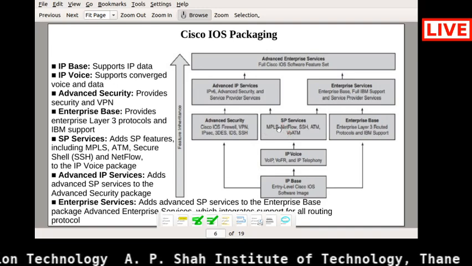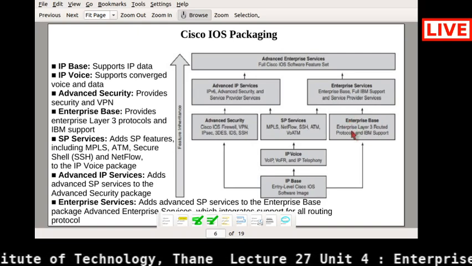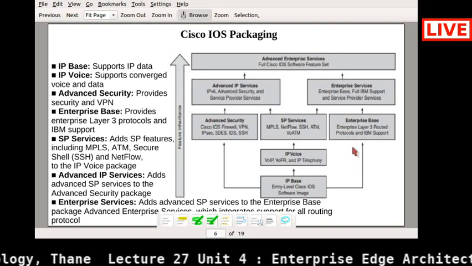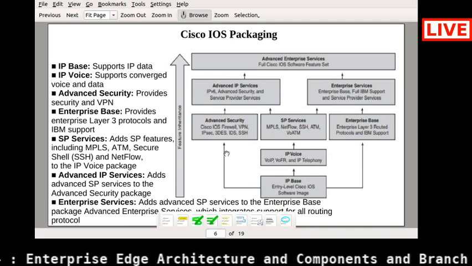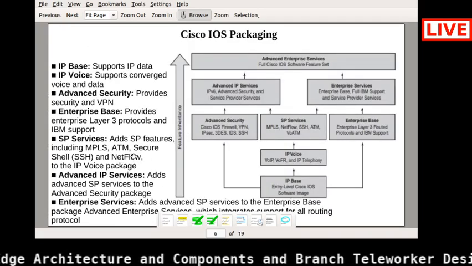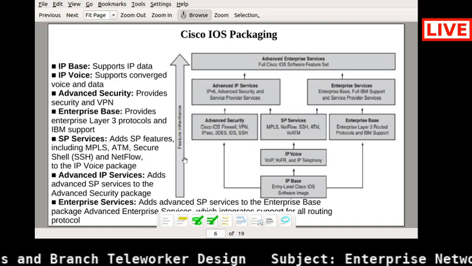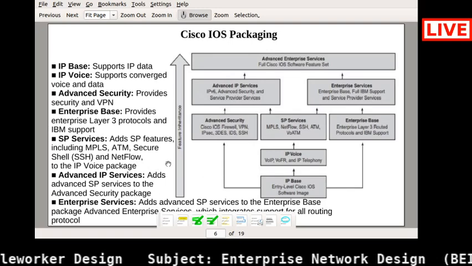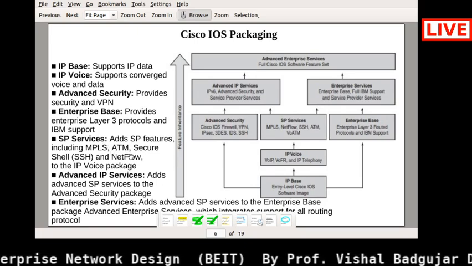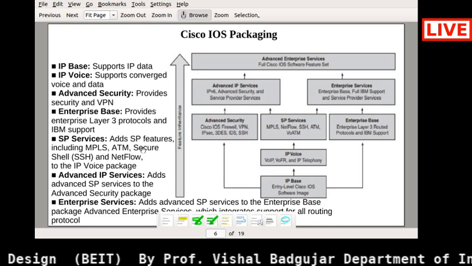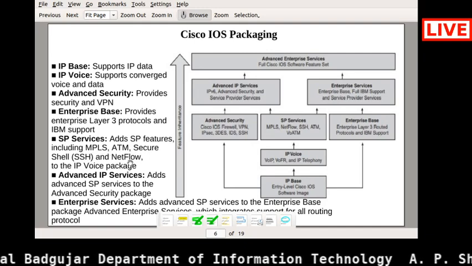And then the next one is your enterprise base, which gives you the enterprise layer 3 protocols and IBM support. Then these three are a combination of packages that you have with respect to the new Cisco iOS software features. For example, SP services add some SP features including MPLS, ATM, SSH and NetFlow, then IP voice packages and all that.